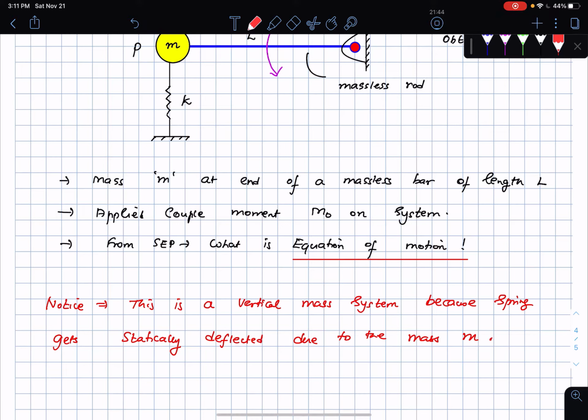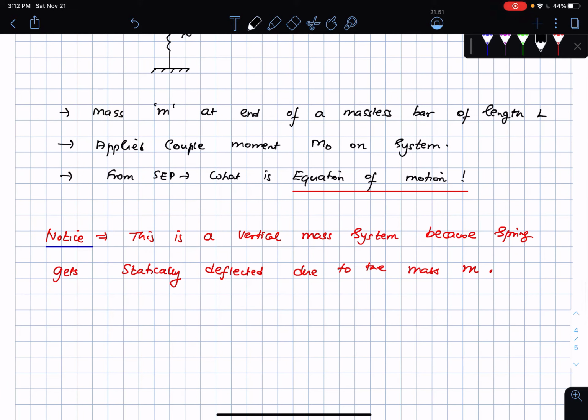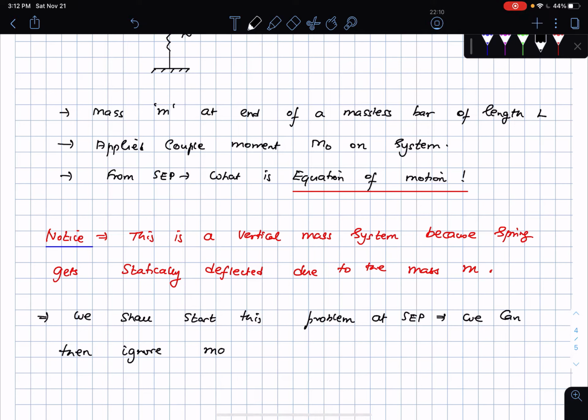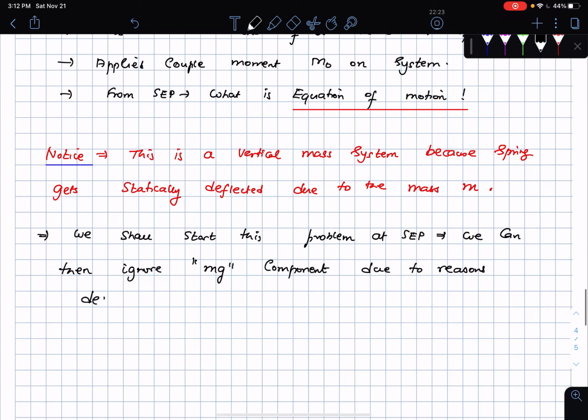This is an important observation to make, which means that if I start this problem at SEP, we shall start this problem at SEP and we can then ignore the mg component due to reasons described earlier above. Okay, so that is the basic idea.